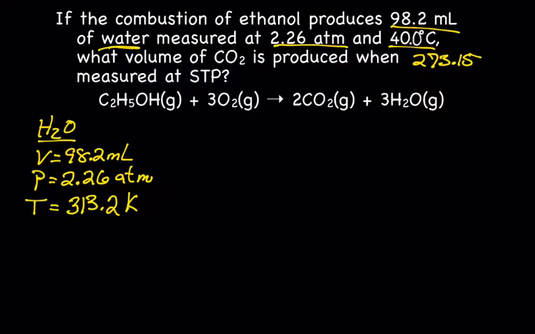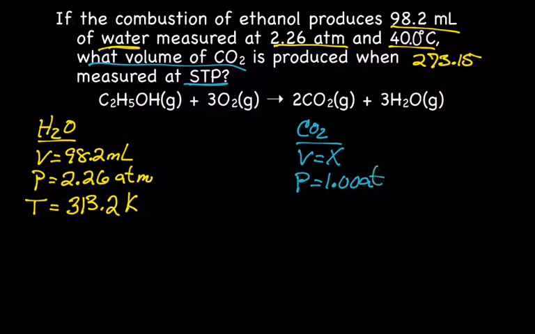Let's look at what we know about the unknown. We're asking a question about CO2, right? The volume of CO2. So we have CO2. We know about its volume, that it's our X. We also know the temperature and the pressure. So our pressure is 1.00 atm, and our temperature is 273.15 K.